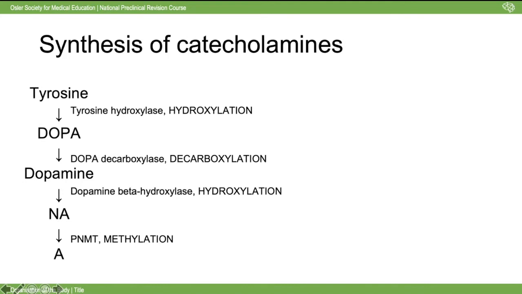So just talking through this, you start with tyrosine, which gets hydroxylated to DOPA by tyrosine hydroxylase. And then DOPA gets decarboxylated by DOPA decarboxylase to produce dopamine. And dopamine gets hydroxylated by dopamine beta hydroxylase to produce noradrenaline. And noradrenaline gets methylated by PNMT to form adrenaline. And the MT of PNMT stands for methyltransferase, so that will make sense as well.